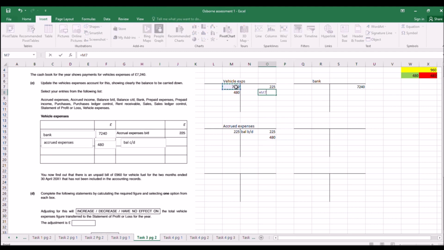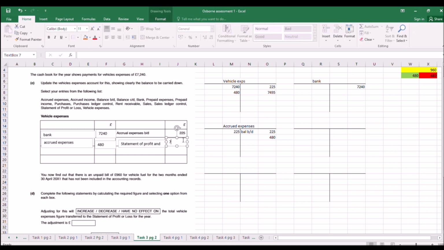So it's not going to be balance carried down, sorry, it's going to be transfer to the statement of profit and loss account. Let's put that in there, to the profit statement. Okay, statement profit loss. Now I'm going to drop that in. What is it going to be? With that plus that minus that: 7495.